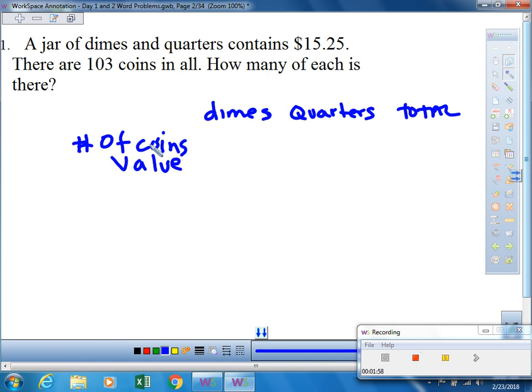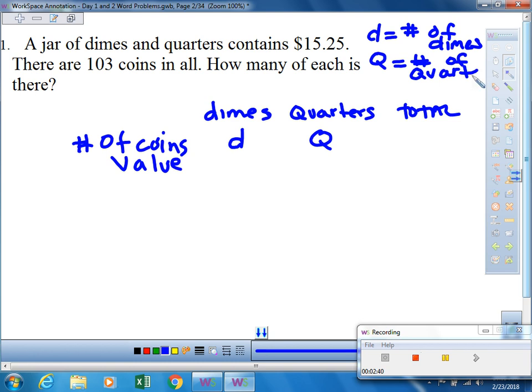All right. The first thing I'm going to do is specify the number of coins. Do I know how many dimes I have? No. So I'm going to use a variable D. Once I put a variable, I have to define it. My D represents the number of dimes. You must define each variable on a word problem. Do I know how many quarters I have? No, so I'm going to use a Q. Q is going to represent the number of quarters. So you should be writing all this down.